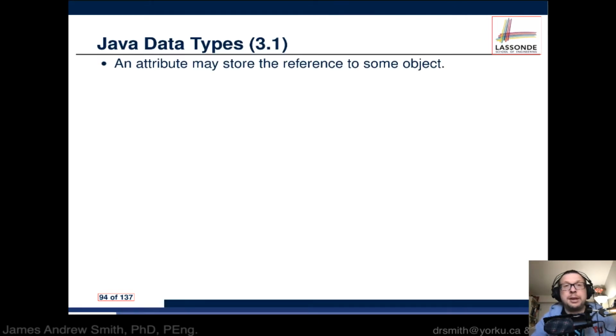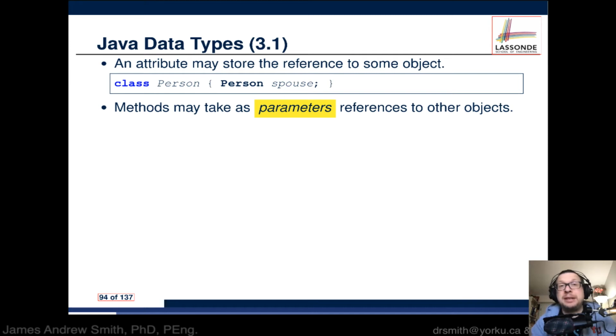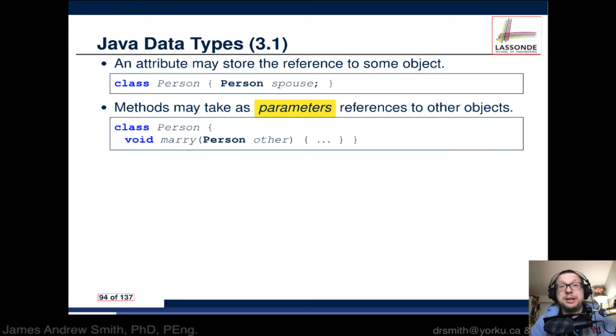An attribute may store the reference to some object. For instance, you can have an attribute right here, spouse, and because we're using these more complex reference variables, you can have that inside of a class. Methods may take as parameters references to other objects. For instance, you can have an object other being passed in. This is a method right here, so you can use that.